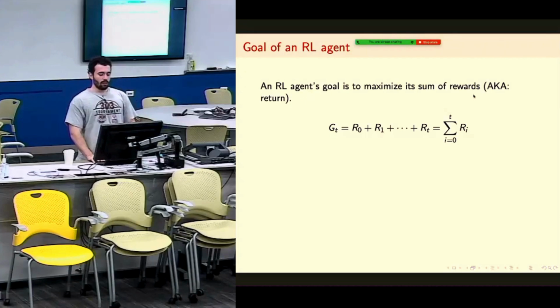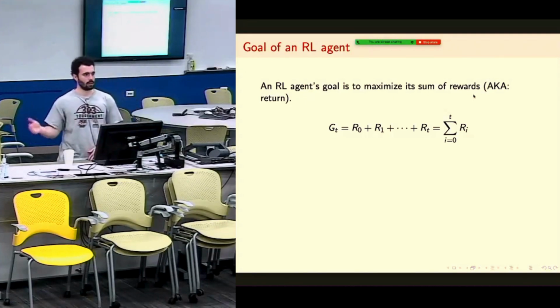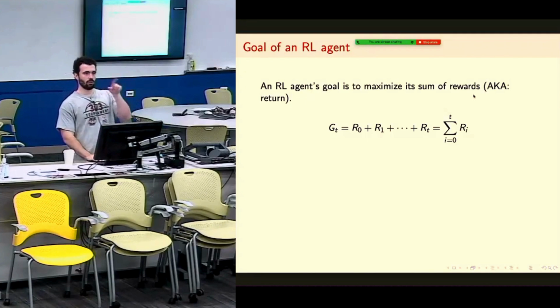So you can think about this G sub t as just the sum of all the reward values from 0 to t, of the reward you got at that time step. So throughout my life, however many time steps I live, I'm going to sum the reward I get at every single time step, right? Everyone know this notation, the summation thing?